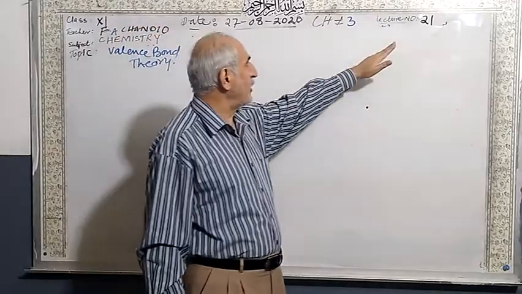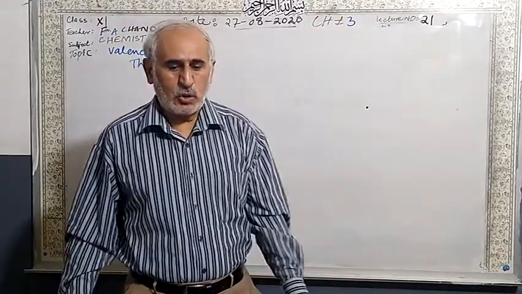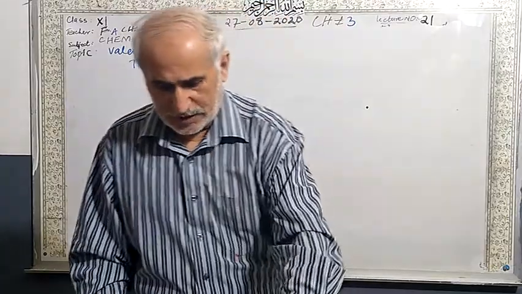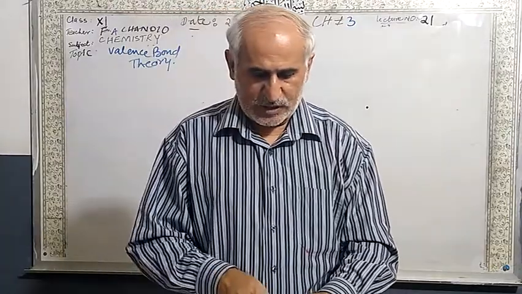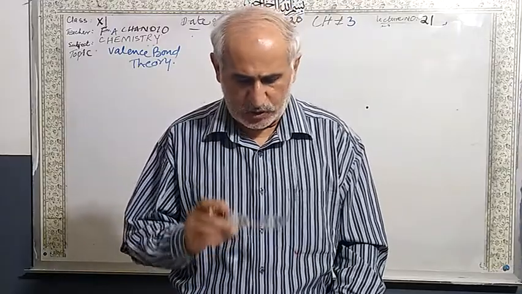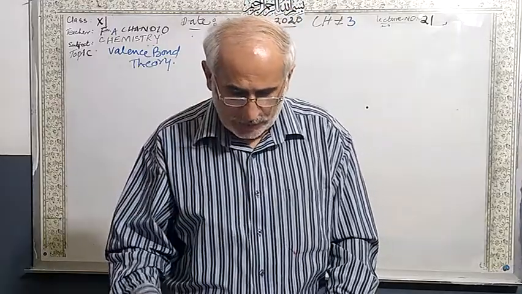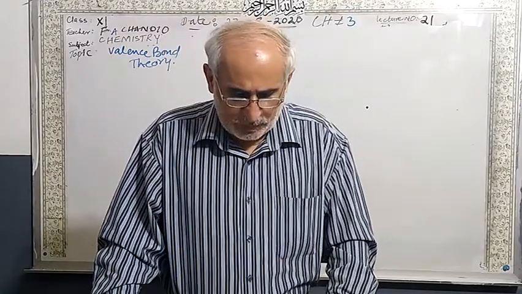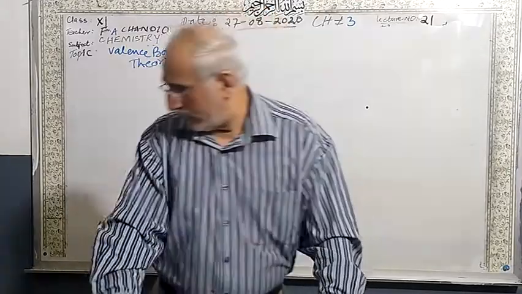This is lecture number 21, chapter number 3 continued. We started valence bond theory yesterday in the previous lecture, and I told you about the postulates of valence bond theory. Now, drawbacks. There are some drawbacks in the valence bond theory.